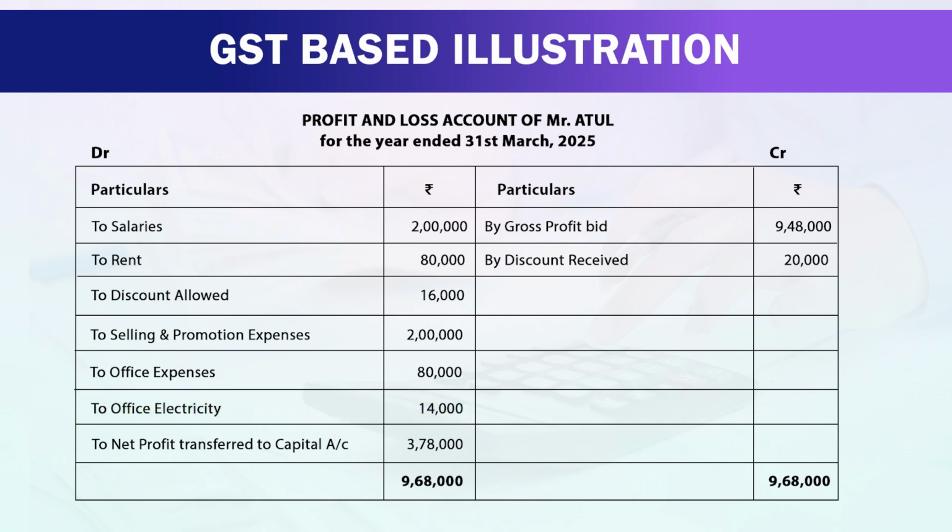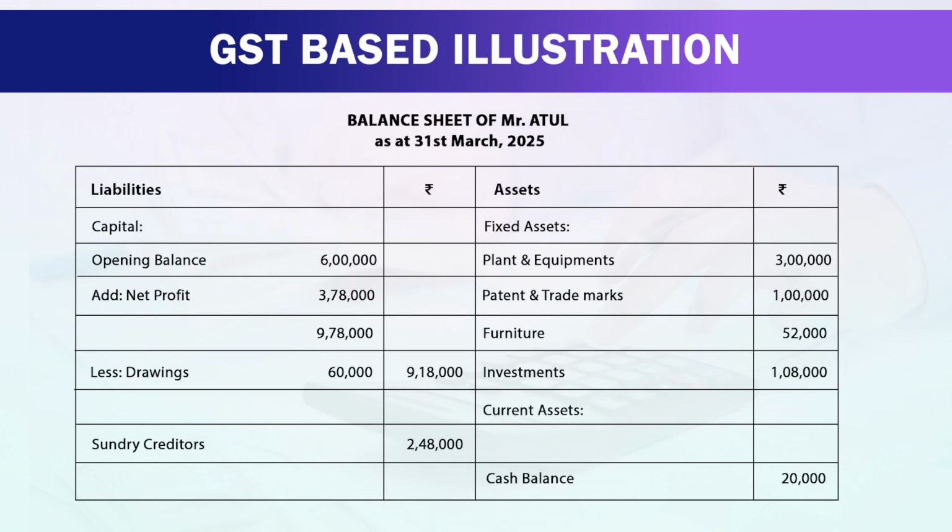Here also total of credit side is greater than debit side. So, difference is appeared at the debit side, that is 3,78,000, and it is our net profit, and this net profit will be added to the capital of owner. Now, we will have a look on the balance sheet as at 31st March 2025.